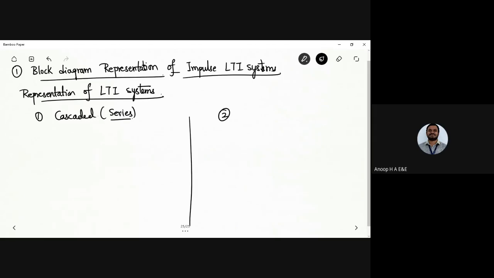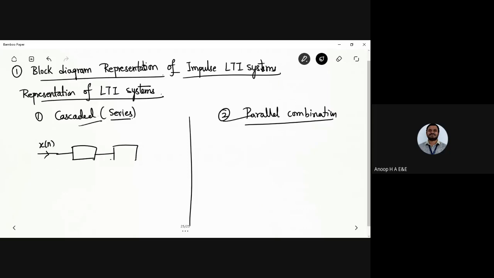You are quite well versed with the series connection and parallel connection of resistors. In the same way, you have the parallel combination of the network. So for 2 systems, we have cascaded and the parallel one. Cascaded: I have X of n, and I have 2 subsystems, or any 3 or 4 or whatever it is.